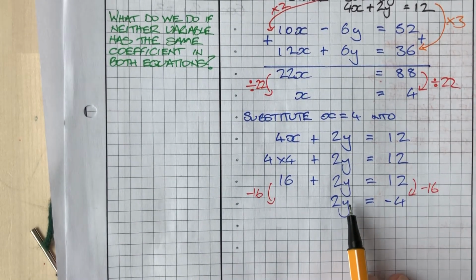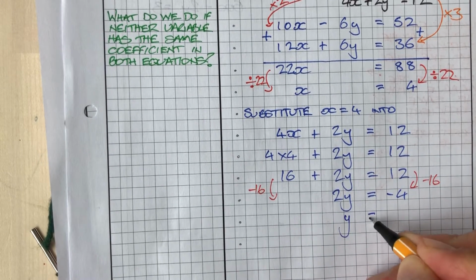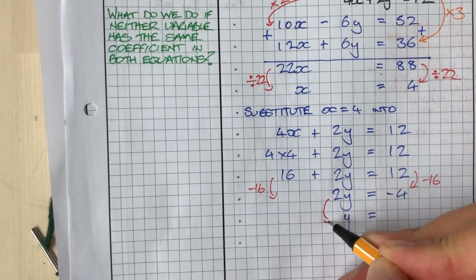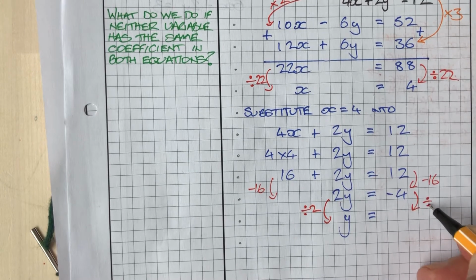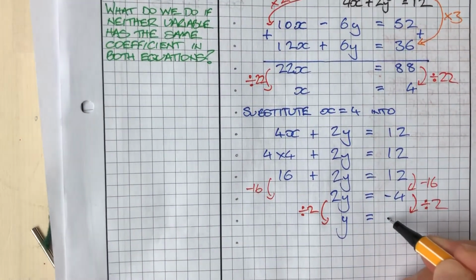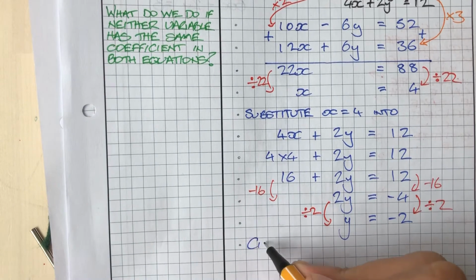Right, read the equation. A number times by 2 is negative 4. I don't want the times by 2. Get rid of it. How do you get rid of times by 2? Divide by 2. Both sides. What does that leave me with? Negative 2.